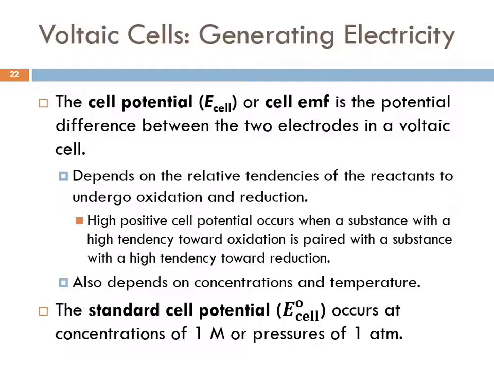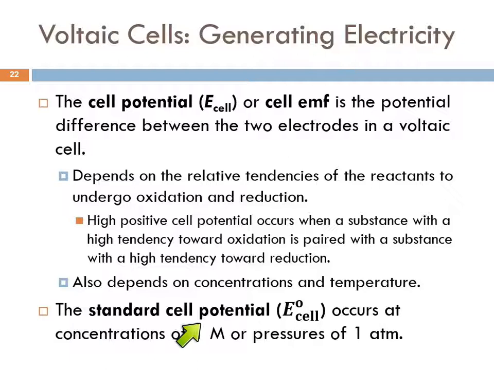If you've got two substances that are kind of hesitant about this whole giving up and taking electrons, it's going to go really, really slowly. It's just not much going to happen. So it depends on that, and it also depends on the concentrations of your reactants and products, and it depends on the temperature. Usually all these things are going to happen at 25 degrees Celsius unless we specify otherwise.